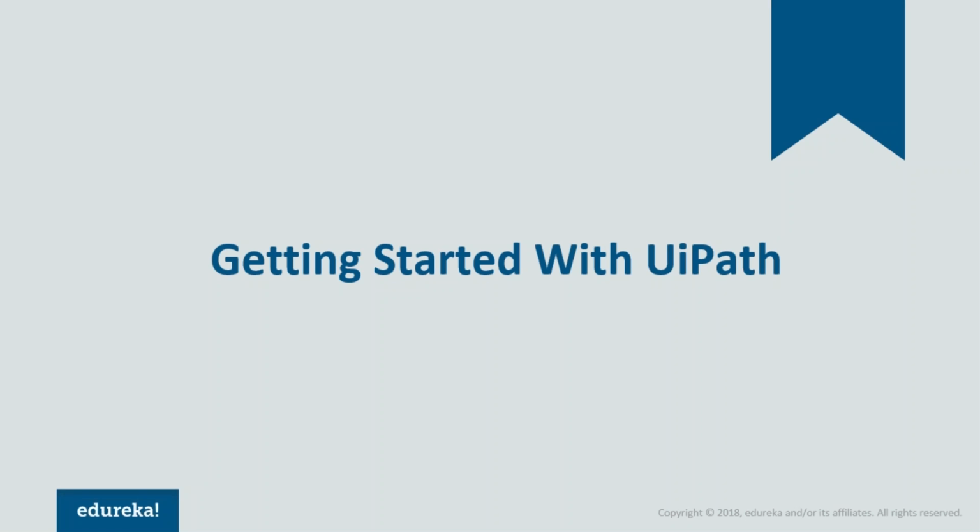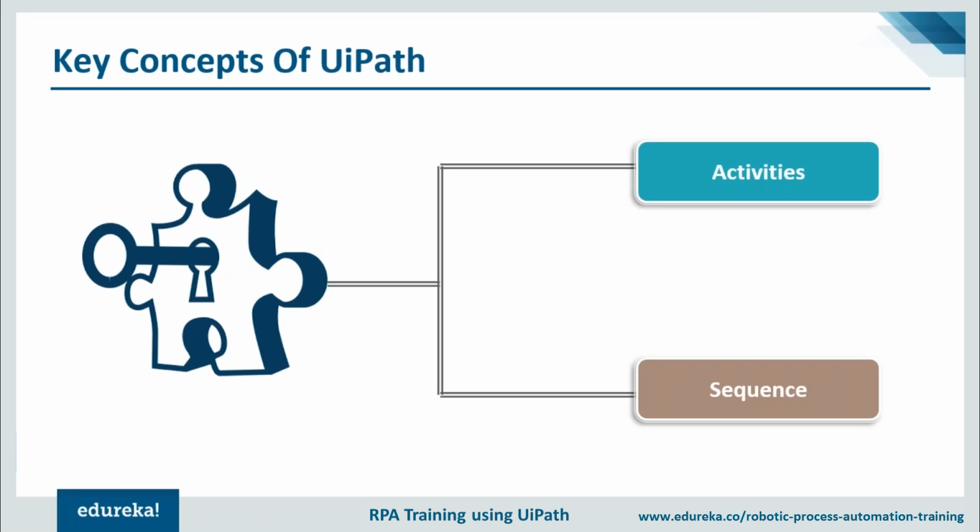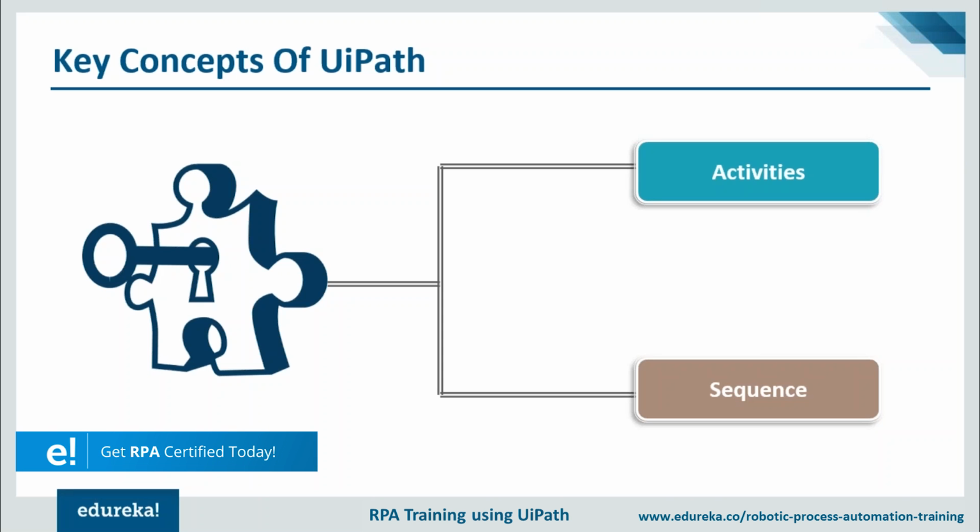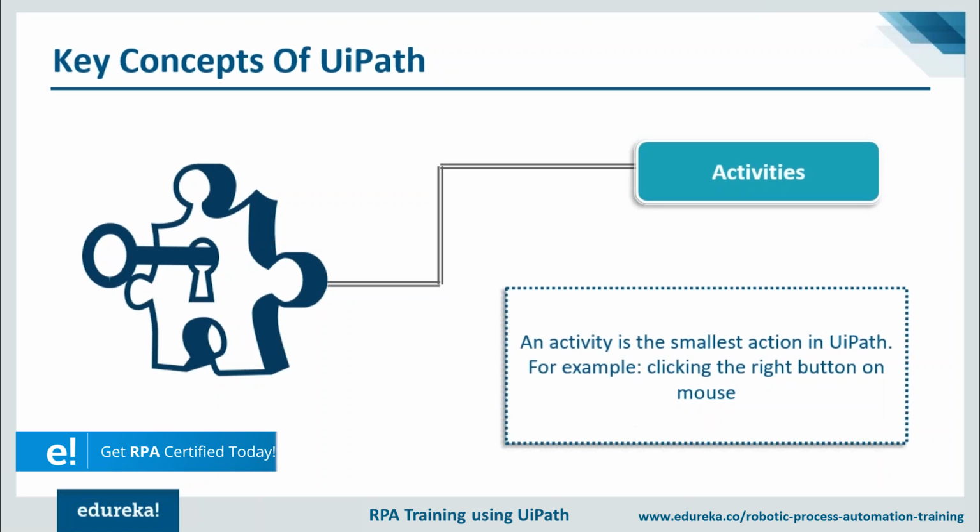But before that, there are two key concepts that you have to understand whenever you're using UiPath. What are these two key concepts? The first one you should understand is what is an activity, and then you should understand what is a sequence. So what is an activity?